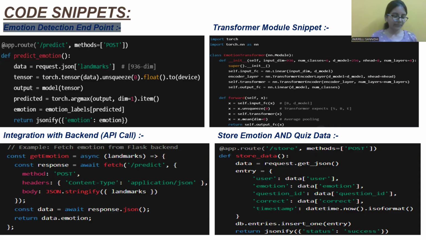Integration with backend. It takes landmarks from the webcam, sends them to the backend using fetch calls to predict, and waits for the emotion. Once it gets the emotion, it sends it to the quiz.